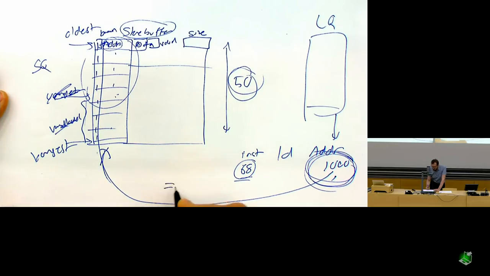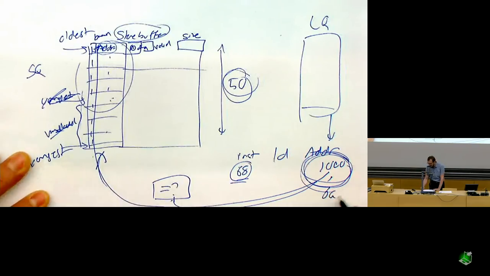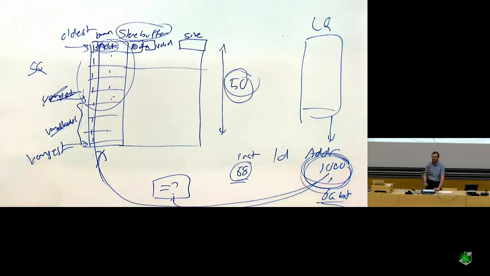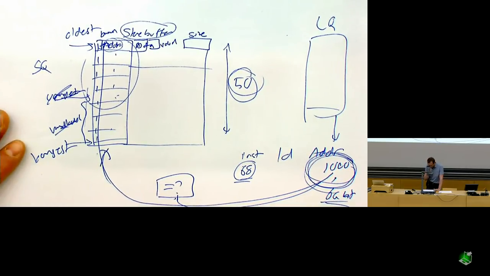And we know how to do that comparison. You just have a comparison for each entry, 50 different comparators. That's fine. We did that for the tag match. In this case, it's a wider comparator. If your address is 64 bits, it's a 64-bit comparator. Doesn't sound that good. A lot of power. But it's not as easy.